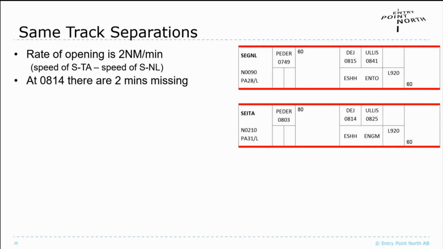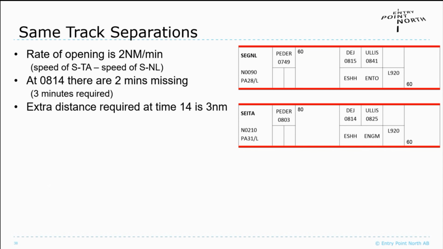At time 1:04, there are 2 minutes missing from what we need to apply a 3 minute 40 knot separation. So at time 1:04, Sierra Tango Alpha is at Daya. Sierra November Lima is 1 minute flying time away. So we need 2 more minutes between the aircraft. The extra distance required at time 1:04 is 3 nautical miles.